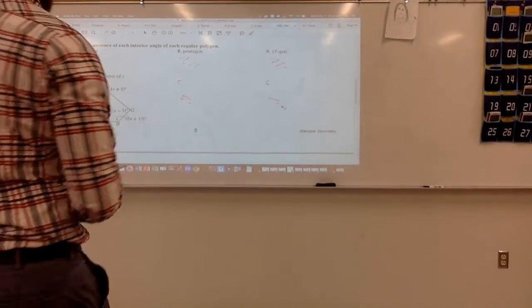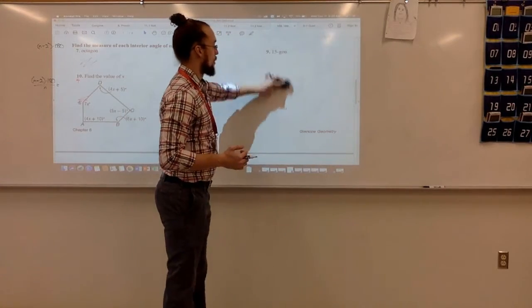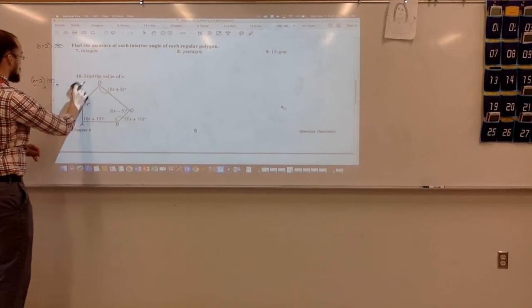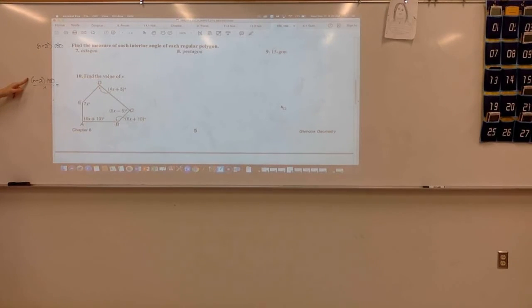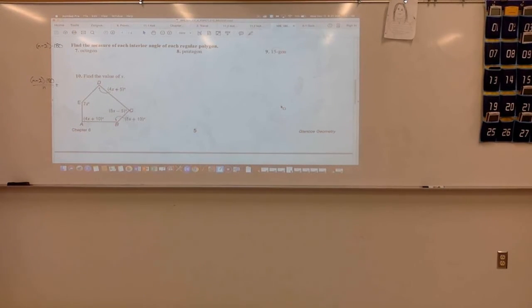So on 7, 8, and 9, it just says find the measure of each interior angle of a regular polygon. So we know that the sum of the angles is n minus 2 times 180. Well, then if I know all the angles are the same, I just divide by n. So all I'm doing for 7, 8, and 9 is plugging a value of n into this formula. For 4, 5, and 6, I was solving for n. For 7, 8, and 9, I'm plugging a value in for n. So for 7, I know an octagon has 8 sides, so I'm just going to plug 8 in for n.